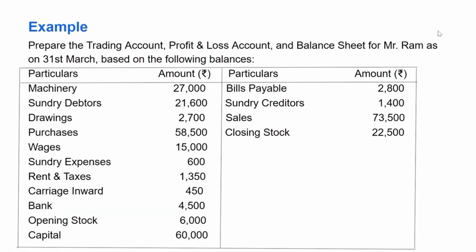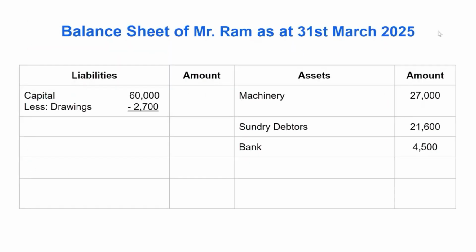Capital 60,000. Capital we record it in balance sheet. From the capital we deduct drawings and add net profit, remember, so we record it in balance sheet on the liability side. Let's see how we'll record it. Balance sheet liability side capital 60,000, and from the capital we deduct drawings and we add net profit, and if it is net loss then we deduct net loss.